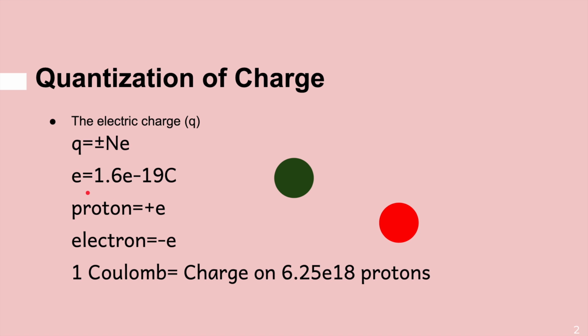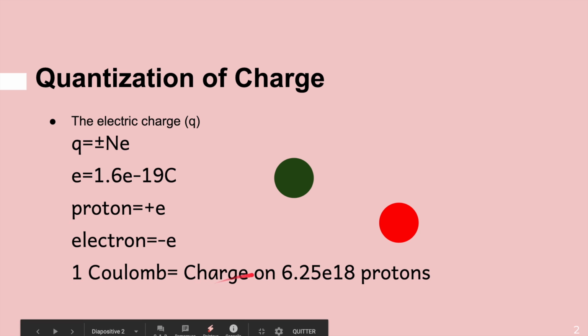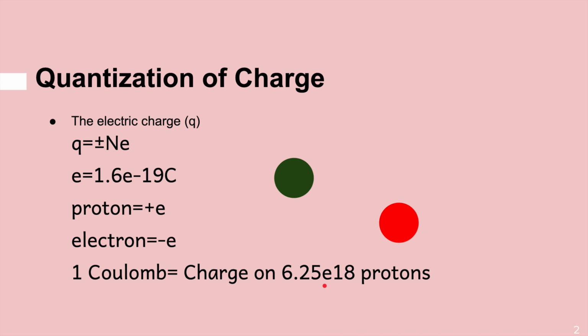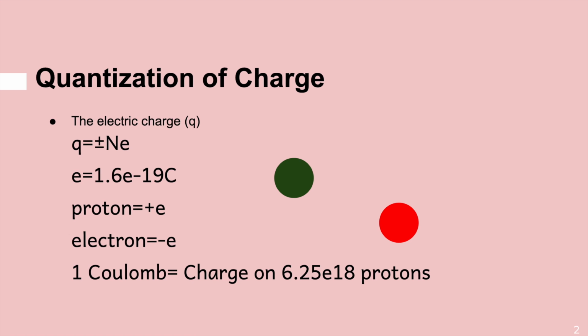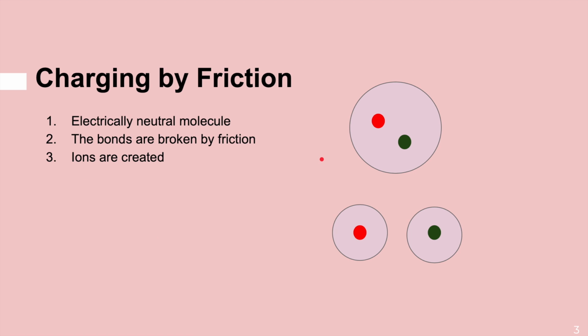So the charge on one proton is equal to 1.6 times 10 to the negative 19 coulombs. So it is tiny. It's absolutely tiny. And this coulomb is equal to the charge on 6.25 times 10 to the 18 protons. The reason this number is so huge is because the charge on one proton or one electron is so small that we usually have a whole bunch of them at once.